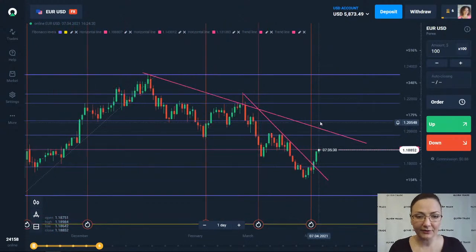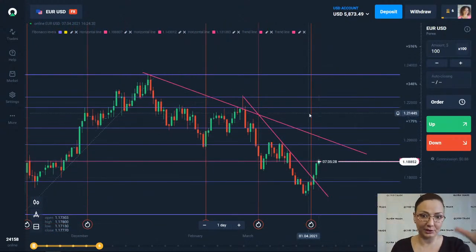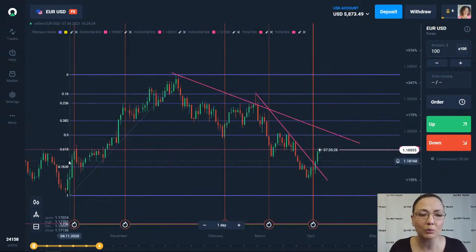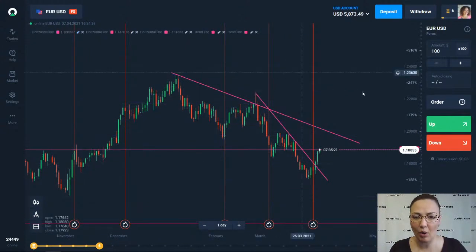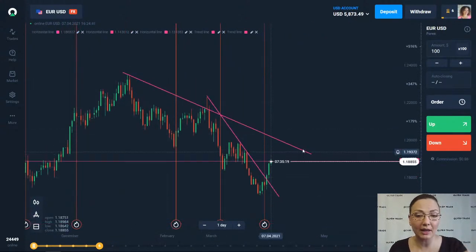Okay, so I've identified a few levels of support and resistance, with my trend lines. So basically what I wanted to show you with the 61.8%. Let me go ahead and take this Fibonacci level off, right? I have my horizontal line. That's where the 61.8% Fibonacci level is.